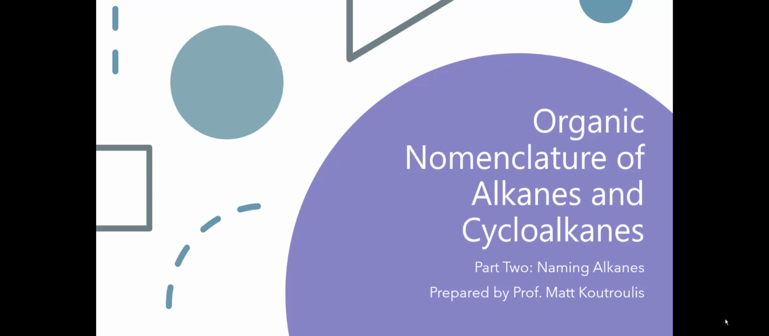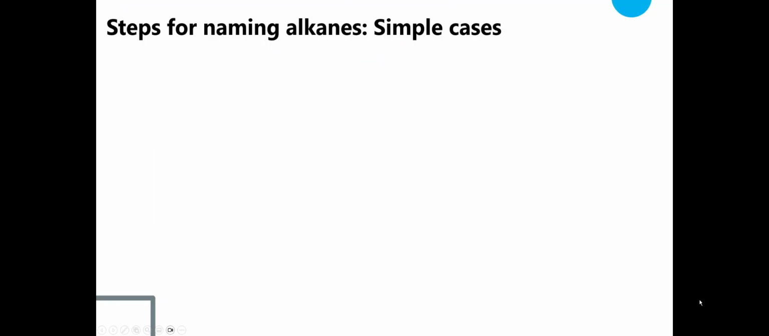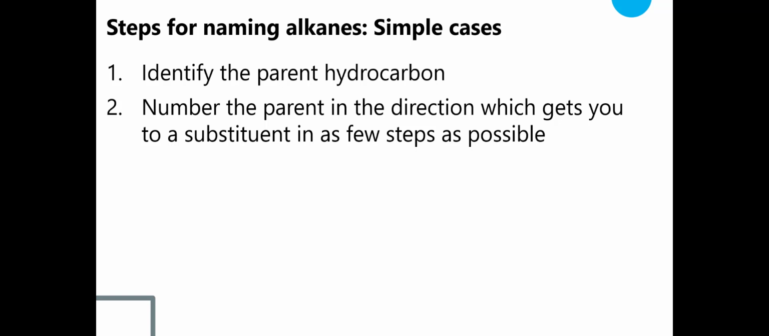From here we continue to name some of the simplest alkanes that we might encounter. So we're going to divide our naming process into a number of steps. The first thing to do is, of course, identify the parent hydrocarbon, which for alkanes is the longest carbon chain. Then we want to number that chain in the direction that gets you to a substituent in as few steps as possible. In other words, when we're counting the numbers, we want that number to be as low as possible.